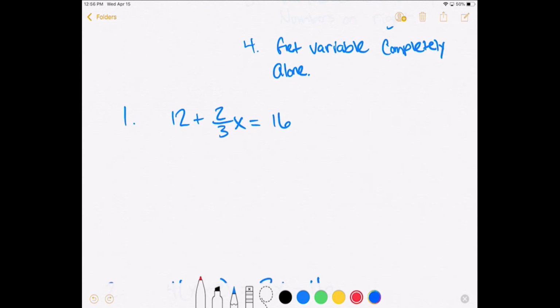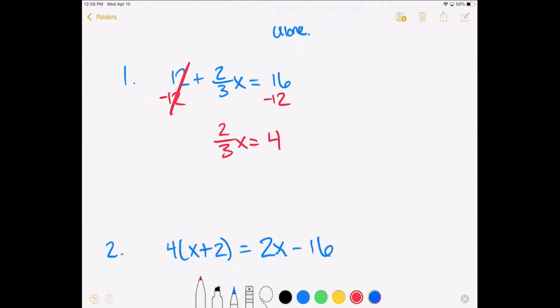Now, you can't move this 2/3. When you solve an equation, addition and subtraction need to be moved away first. So I'm going to move this 12 by subtracting it because it's positive right now. So I have 2/3 x equals 4. Now the variable's not completely alone yet. I need to get rid of this 2/3. So, good review if you forgot, to get rid of a 2/3, you're going to multiply by the reciprocal on both sides, because whatever you do to one side, you got to do to the other side.